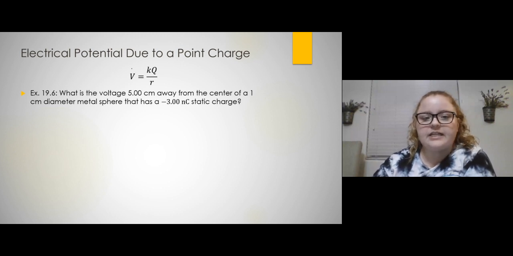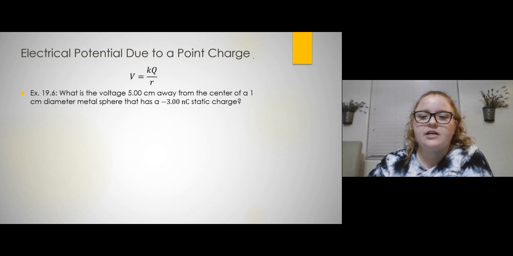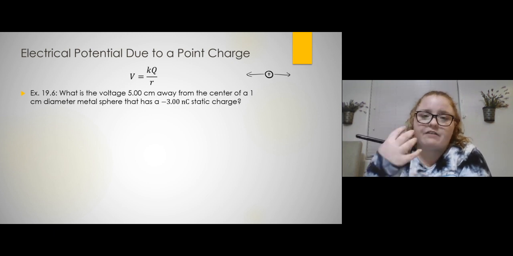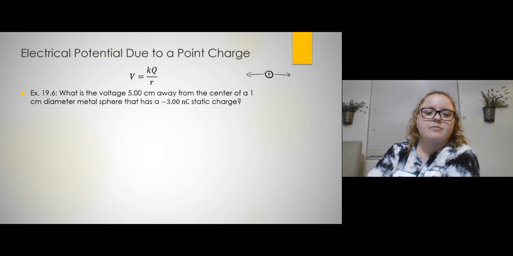This is what has been calculated and found: the electric potential is equal to k, which is a constant, times Q divided by r. We're going to use that equation to solve this first example. When I say a point charge, I mean literally just a little charge, whatever electric field is produced, and whatever that potential is around it. We'll look at this graphically in a bit.